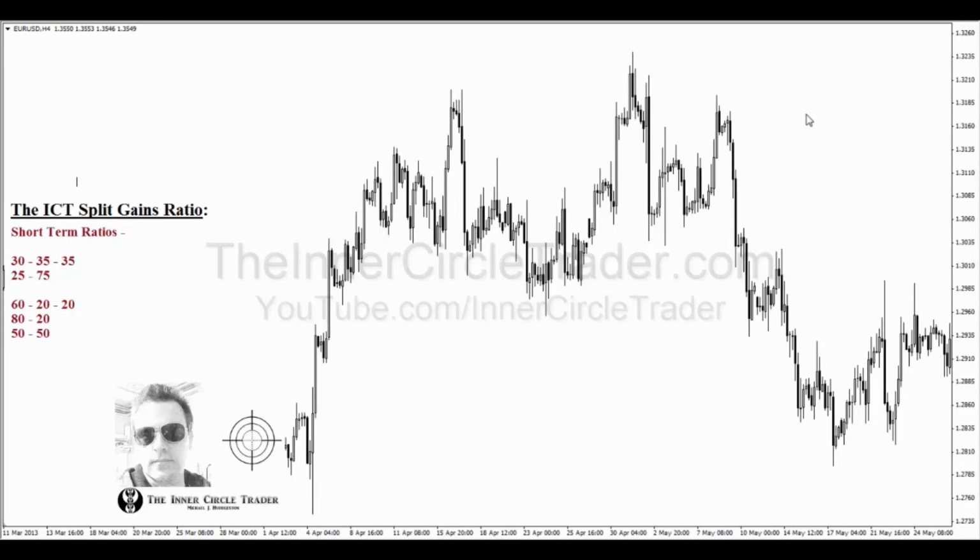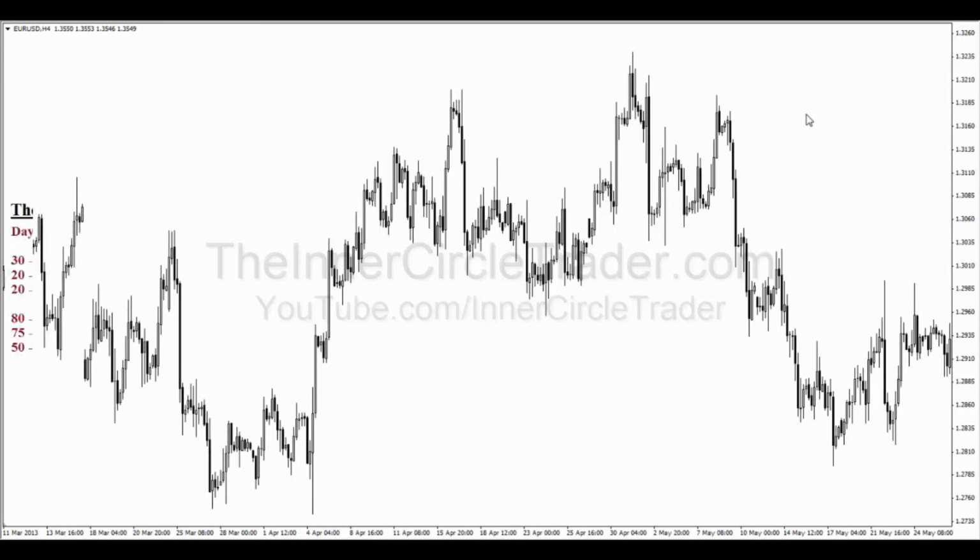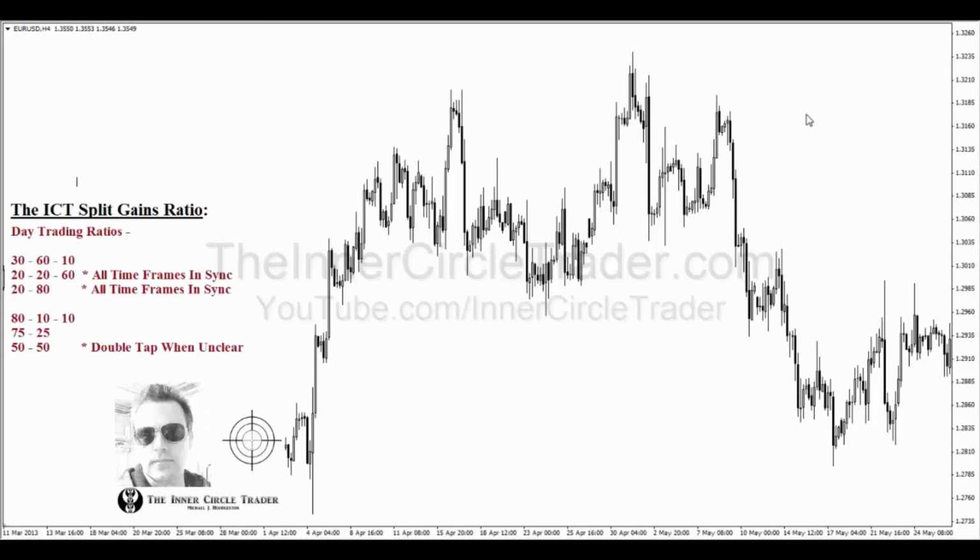Moving on to our day trading ratios. Looking at this, if you're trading in sync, you take 30% off of your position on the first target, and on the second target, you take 60% off, and then you would leave 10% to see what happens. Because just because you're day trading doesn't mean you can't try to capitalize on a move that would most likely continue on for several days.